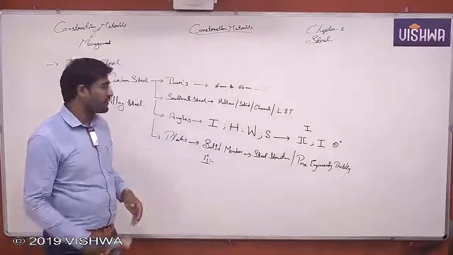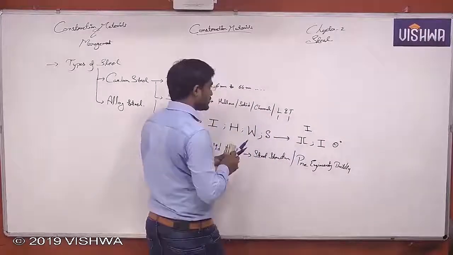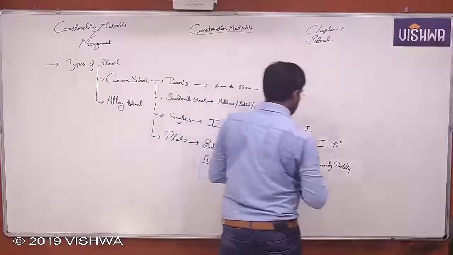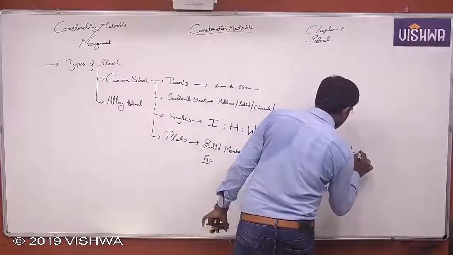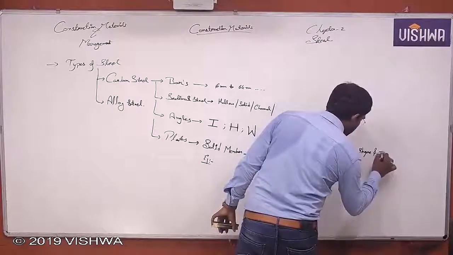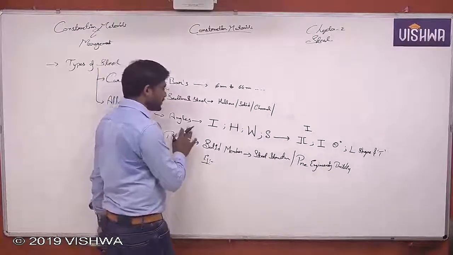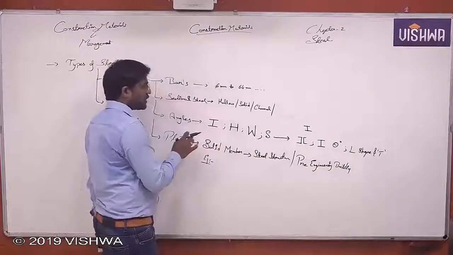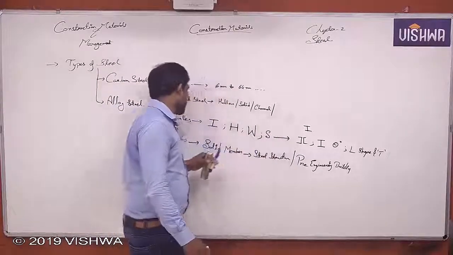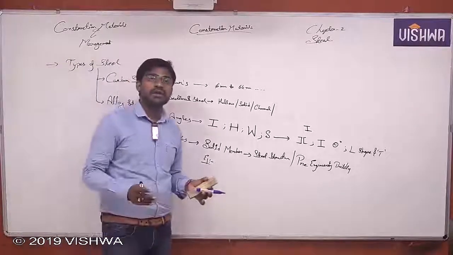Whenever we go with sectional properties, L is a shape and T is a shape. For angles, L shape and T shape are the most important. Not only this, we can also adopt the I section, H and W. These are the general types, and they are used for coupling of the angles.